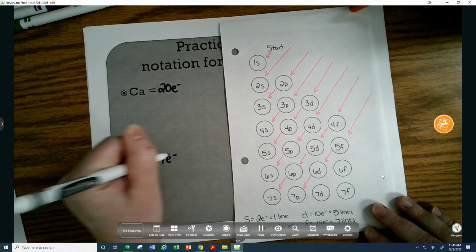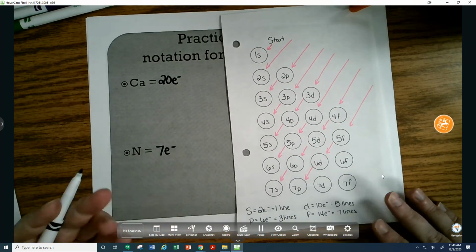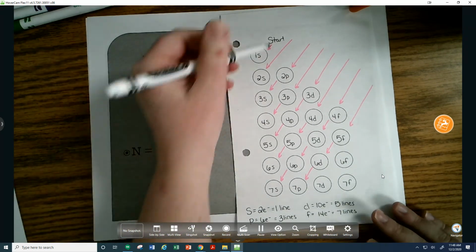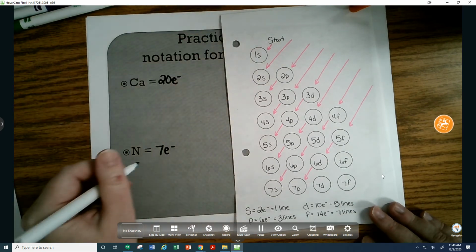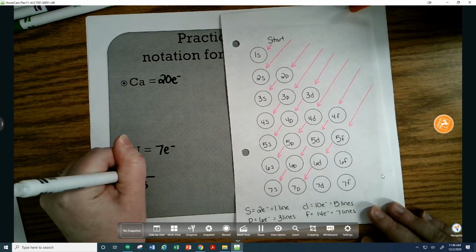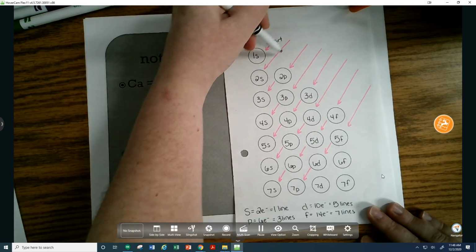So let's go to nitrogen, and then we'll come back to the example with calcium. In total, we need 7 arrows to show the location for its 7 electrons. So we go to 1s. You'll notice that that is where all of them start. That's filling in that first ring on the Bohr model. We filled that up.